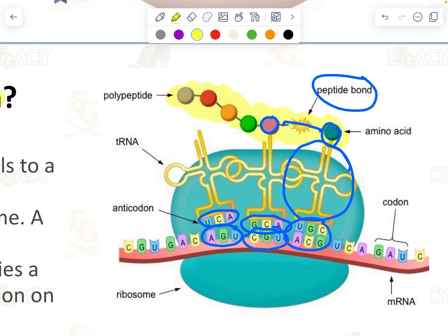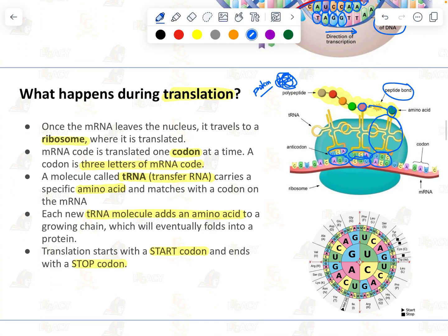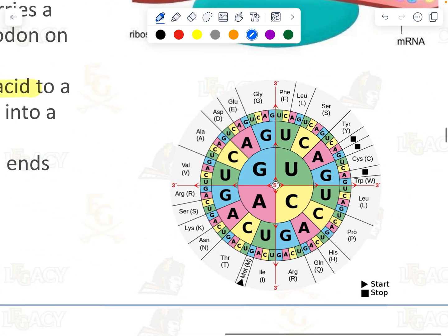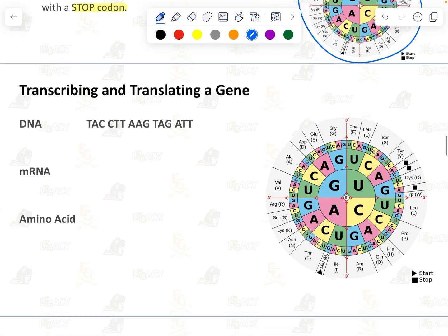This chain will eventually fold once you get a bunch of amino acids into a complex shape, and then you will get a functional protein. And so that is the process of translation. And to do this process of translation, we're going to use a codon wheel to identify the amino acids that are being built. So let's do that.